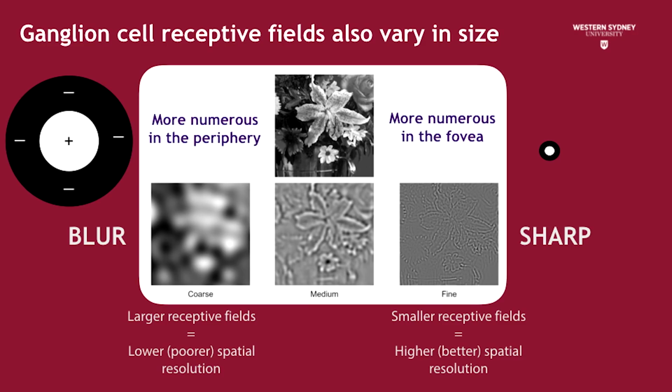Ganglion cell receptive fields also vary in size. Small receptive fields, such as those found in the fovea, encode high resolution image detail. Larger receptive fields, such as those found in the periphery, encode low resolution blurry image structure.